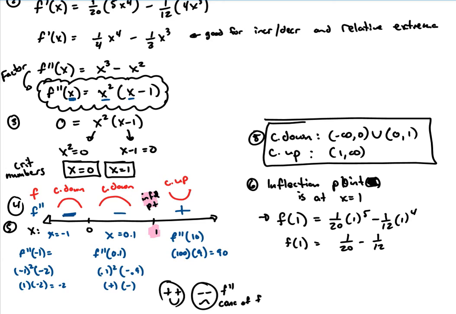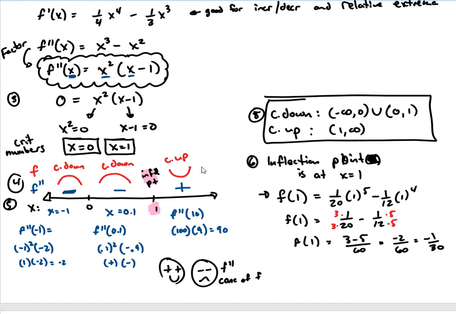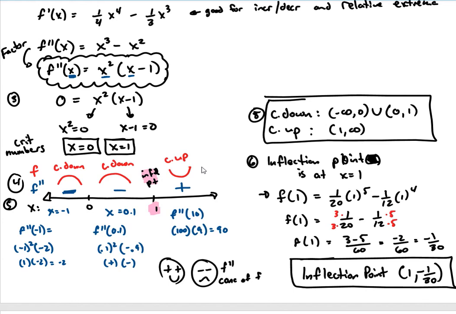I think 60 is the smallest common denominator, so this one I would need to times by 3. This one I would need to times by 5. And so we would get f of 1 is 3 minus 5 over 60, which is negative 2/60ths, which becomes negative 1/30th as a fraction. So our actual inflection point is the x-coordinate that we used, 1, and then our y-coordinate that we found after, the negative 1/30th. So that is our inflection point, like that.